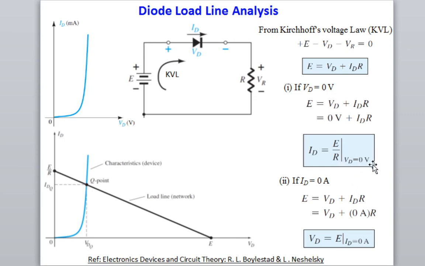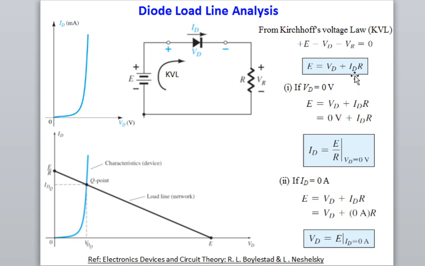So at VD equal to 0 volts, this is the point where we calculate ID, which is E upon R. I have marked this point, E upon R, so we have got one point. Why are we doing that? Because in order to draw a straight line, we require a minimum of two points, one point on the y-axis and another point on the x-axis.